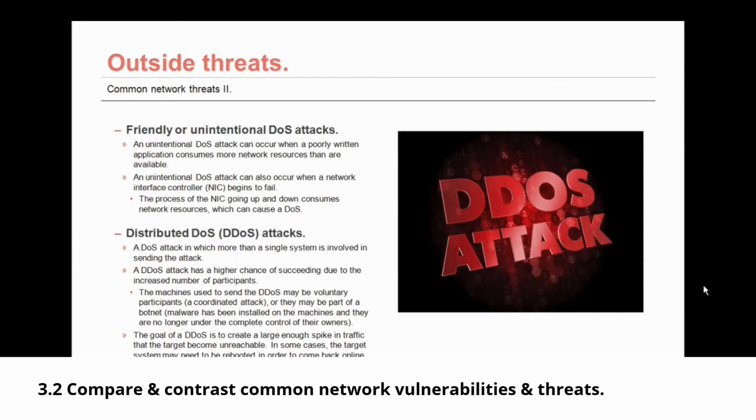With the botnet, malware has been installed on the machines and they are no longer under the complete control of their owners. Many distributed denial of service attacks involve botnets where the attacker has actually rented the botnet for the sole purpose of performing the DDoS. The goal of the DDoS is to create a large enough spike in traffic that the target becomes unreachable. In some cases, the target system may need to be rebooted in order for it to come back online.